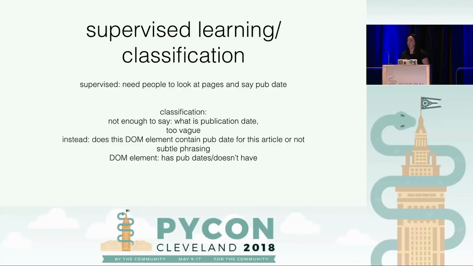And a classification problem means, in our case, going back to what I was saying about phrasing, it's not enough to ask, what's the publication date of this page? That's too vague. There's nothing in there for machine learning to dig its claws into. So we're going to phrase it as, does this DOM element contain the publication date for this article or not? It's a subtle twist in phrasing, and it's a classification problem because we're classifying DOM elements from the page into this has a publication date, yes or no. So we're putting stuff into categories. That's why I call it classification.